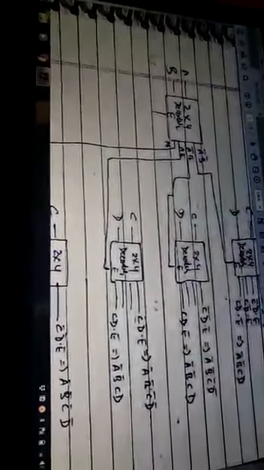This is the block diagram of the 4x16 decoder using 2x4 decoders.